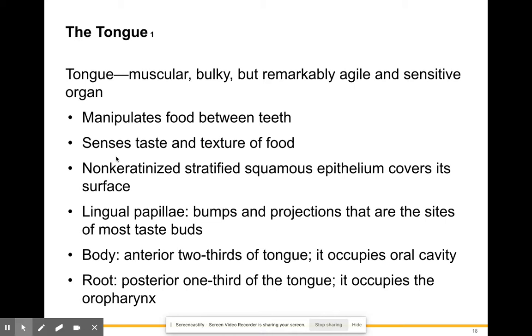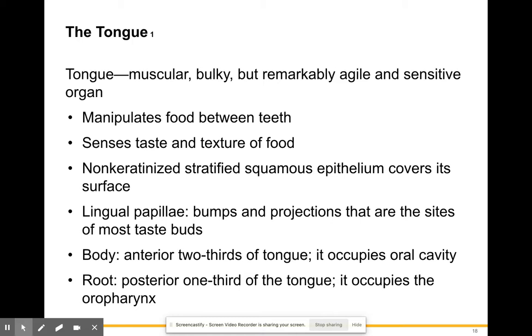Your tongue is a muscular, bulky, but very agile organ. It can move in lots of different ways. Even though it's big and bulky, you can have very fine motor movements with your tongue. That's evident by the speech that we have. That's evident by the fact that we can whistle and make certain noises. We have lots of different types of vocalizations that we use, and a lot of it is due to our tongue moving in certain directions.